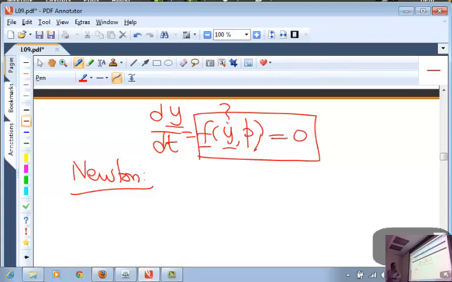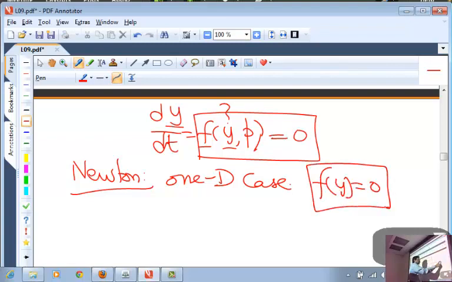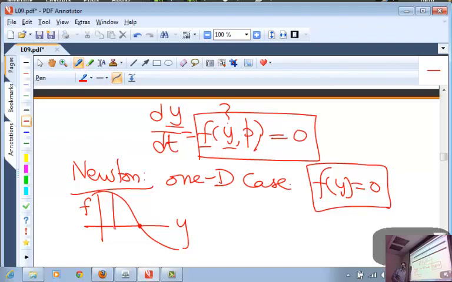Okay. So do you recall what the Newton method is for a one-dimensional system? 1D case, which is f of y equal to 0. Just one equation in one unknown. Geometrically or graphically, what it means is we are going to plot that function f of y, and that function is like this. And you need to find that value where the function is equal to 0. So in any iterative methods, what do we do? We make a guess and we develop a method to get better guesses and apply that repeatedly.